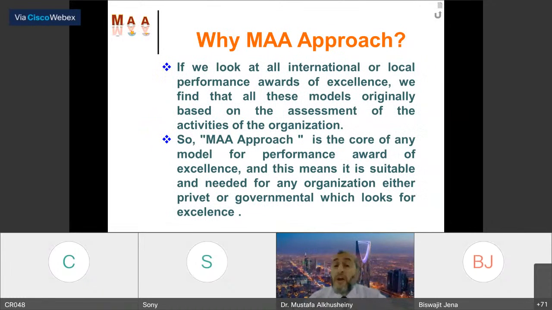If we look at all international or local performance awards of excellence, we find that all these models were originally based on the assessment of the activities of the organization. So my approach is the core of any model for performance award of excellence. And this means it is suitable and needed for any organization, either private or governmental, which looks for excellence.